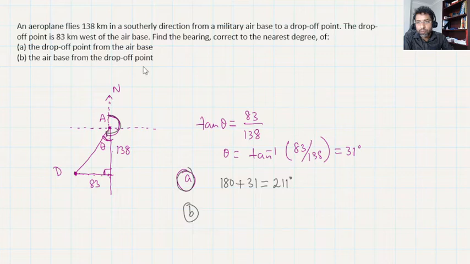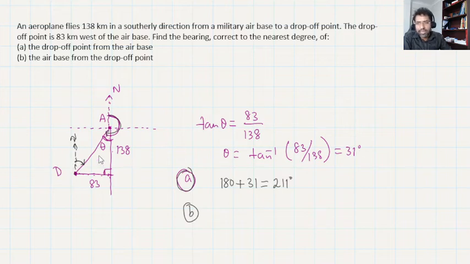And question B, you can see, is asking for the bearing of the airbase from the drop-off point. When it says from the drop-off point, we have to make a north line at that drop-off point, from D, and see how much angle DA is making with that north line. Obviously it's asking for that angle, also in the clockwise direction.